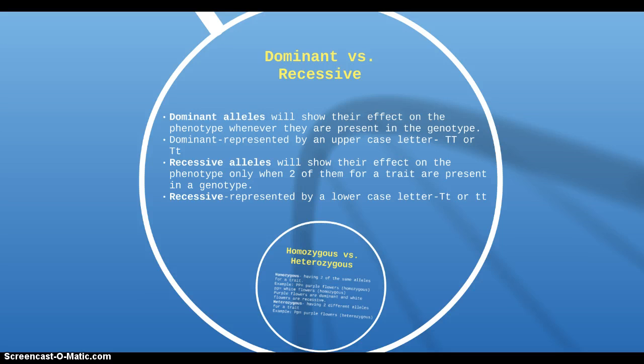The way to know that an allele is dominant is because it is represented by an uppercase letter, and in this case, uppercase T. You can see it here. The other type of allele is called a recessive allele, and they will show their effect on the phenotype only when two of them for a trait are present in the genotype. Recessive traits are usually represented by a lowercase letter, and in this case you see the recessive alleles here, the lowercase t and the lowercase t.